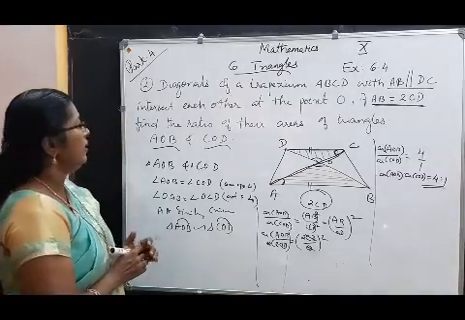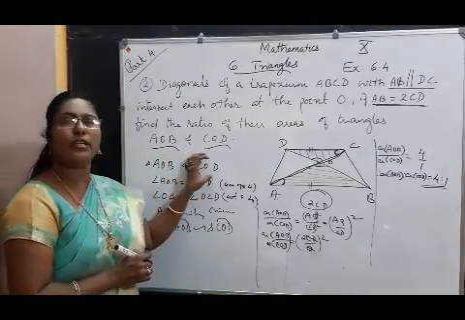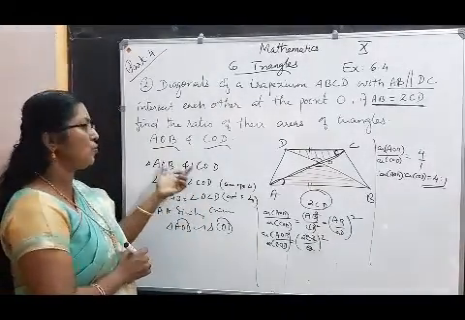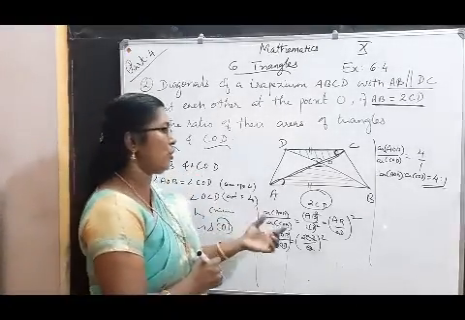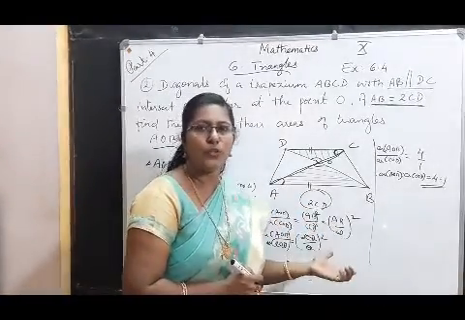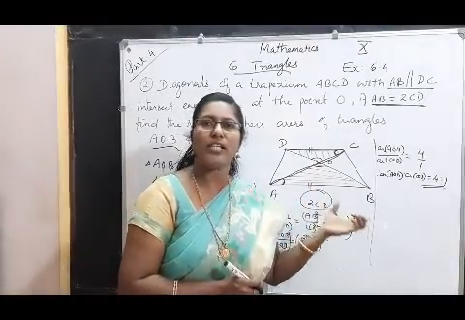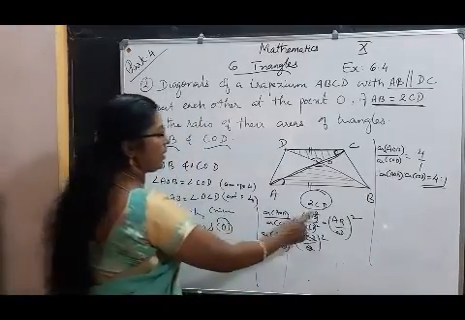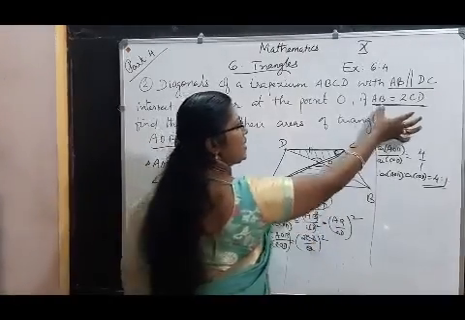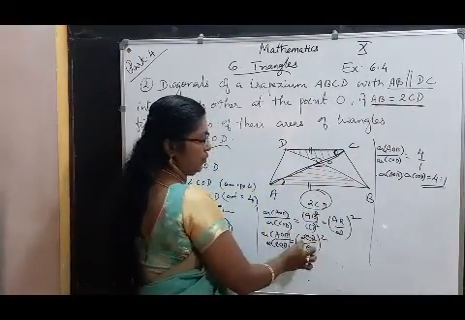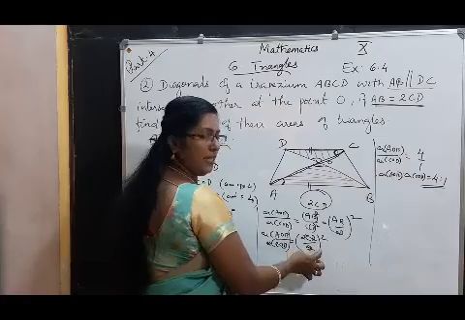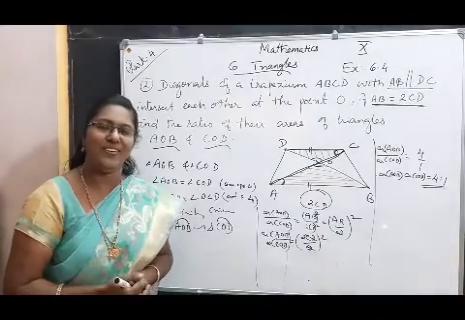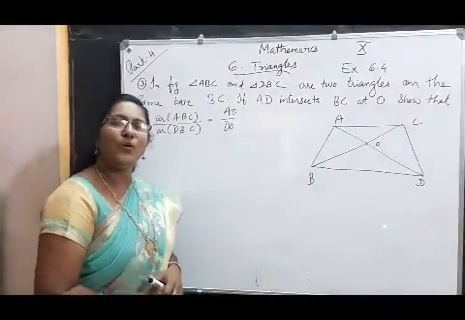Here we want to find AOB and COD as similar. By the AA similarity criterion, we prove these two triangles are similar. If they are similar, the ratio of their areas is equal to the square of the ratio of the corresponding sides. So here we take the corresponding sides AB and CD. AB is 2CD, that is given. Instead of AB, substitute 2CD. 2CD the whole square, CD square. Here CD cancels, 2 square is 4, 4 by 1. So the ratio is 4 is to 1. Okay, clear? The next question, number 3.